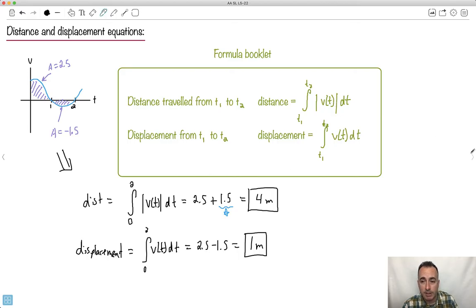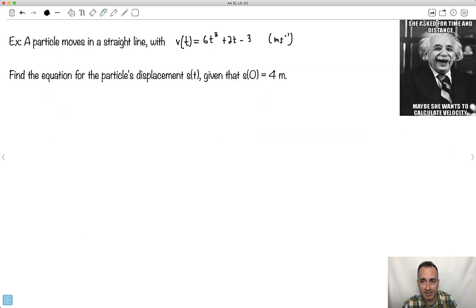Okay, let's do some examples. I like this one. She asked for time and distance. Maybe she wants velocity. No.